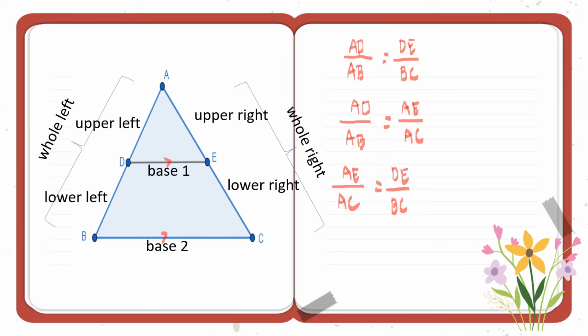What else? We also have upper left over lower left, AD over DB, equals upper right over lower right, AE over EC. Or it could be lower left over whole left, and then lower right over whole right. So those are the possible proportions that can be formed from this figure.